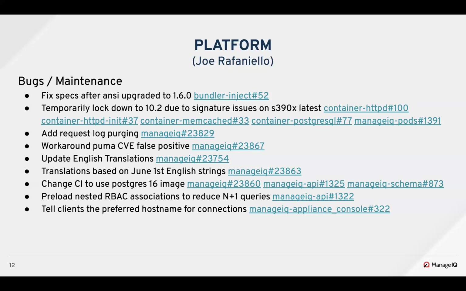The bot updated the English strings for translations in core. Next, I updated the translations that came back from the translators based upon the June 1st English strings. I changed CI to use Postgres 16 image in core, the API schema, and other repos. I preloaded the nested RBAC associations to avoid some n+1 queries in the API. And Brandon provided Kafka clients with the required hostname for SSL connections in the appliance console. Next slide.